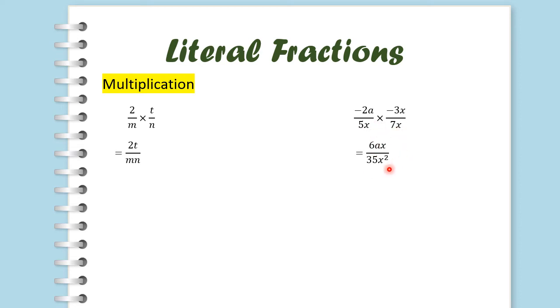We see if we can simplify anything. x and x squared can be simplified. Then the answer is 6a over 35x.